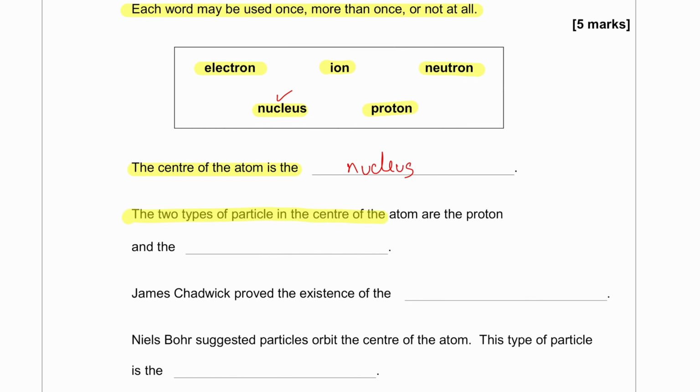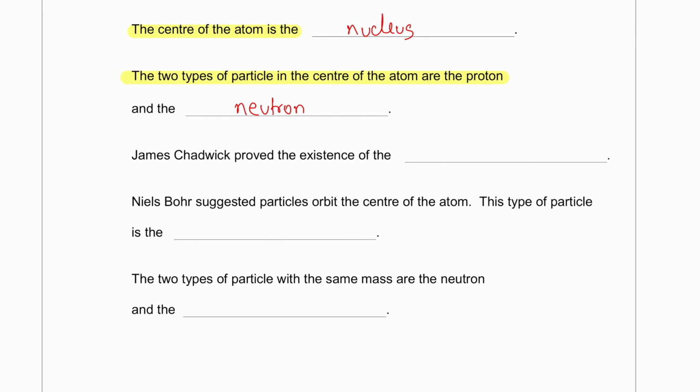The two types of particle in the center of the atom are protons and neutrons. So protons and neutrons are in the center of the atom. They contain the most amount of mass. James Chadwick proved the existence of the, so basically James Chadwick was responsible for proving the existence of the neutron.